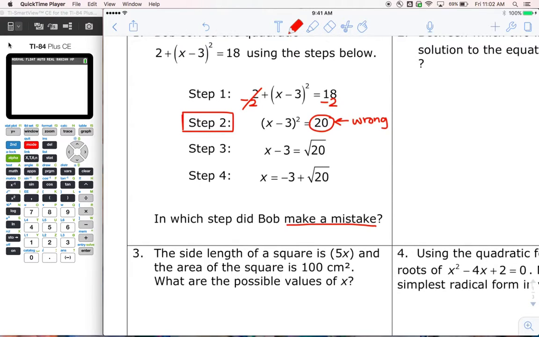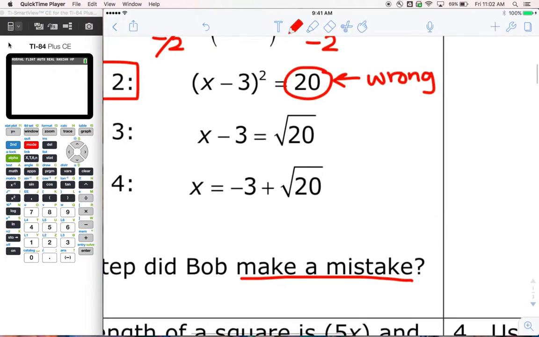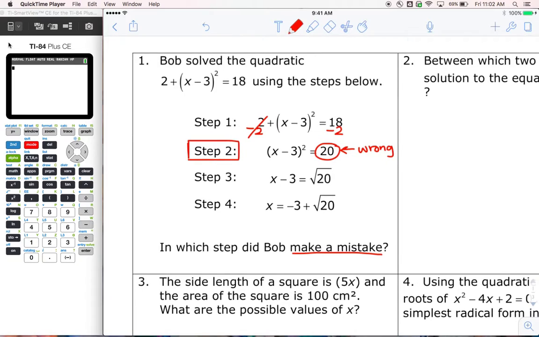I'm looking at this now, and I actually think there's another mistake. I do believe that there are multiple mistakes here. We're going to say, did Bob make his first mistake? All right, he made his first mistake in step 2.